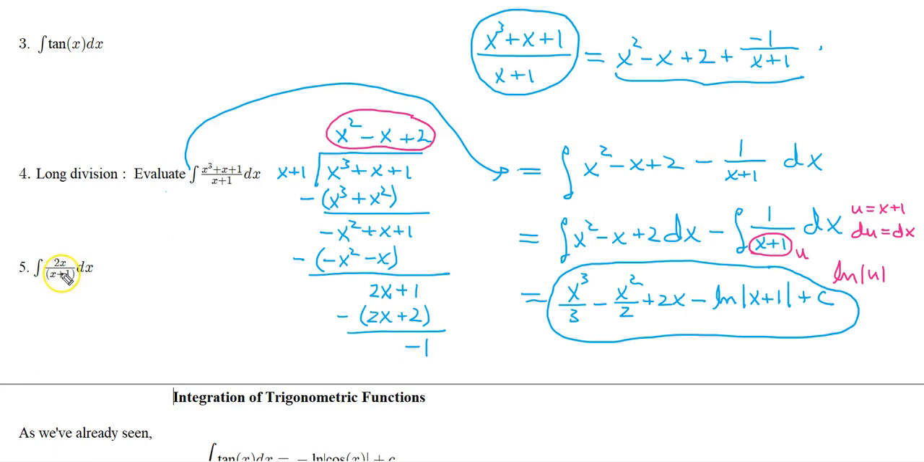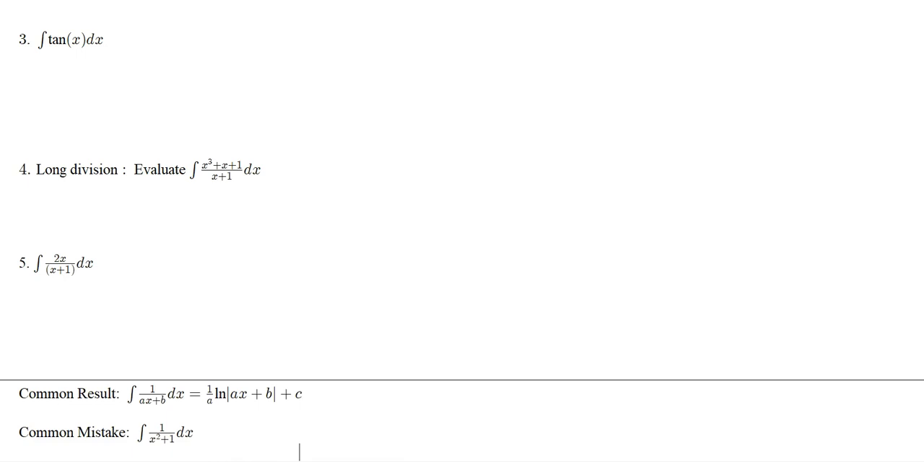Let's take a look at one more here. So here we want to evaluate the antiderivative of 2x over x plus 1. So what we see here is we have a polynomial in the top of degree 1 and a polynomial in the bottom of degree 1. So what we can do is we can perform long division on this just like we did previously. And this one's actually a little bit easier. So if you want to pause the video and try this yourself, go ahead and do that.